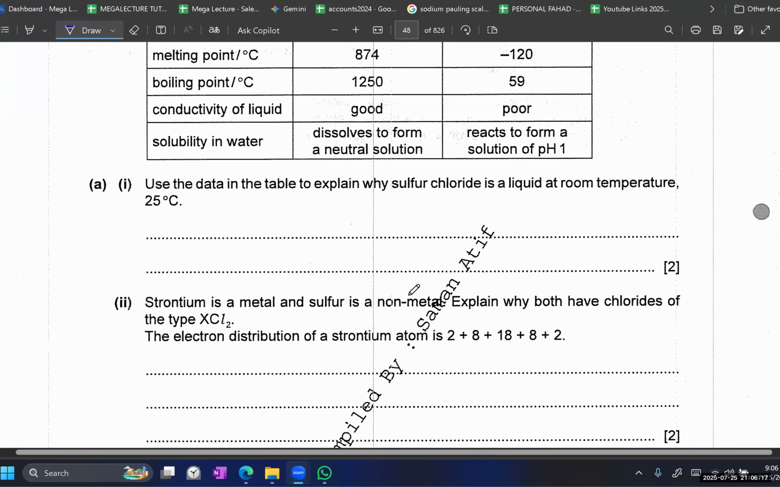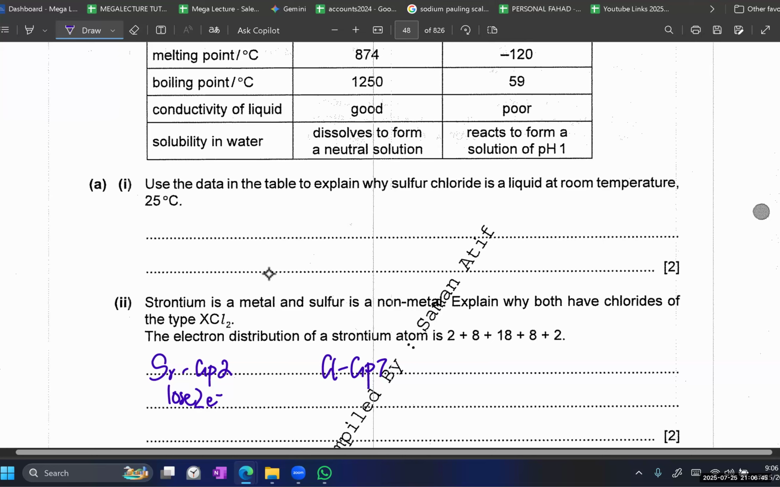So yes, strontium is a metal and sulfur is a non-metal. Explain why both have chlorides of the type XCl2. So now strontium is a group 2 metal and chlorine is group 7. So this is a metal and non-metal. This is the one that's going to lose electrons. And it's going to lose 2 electrons.